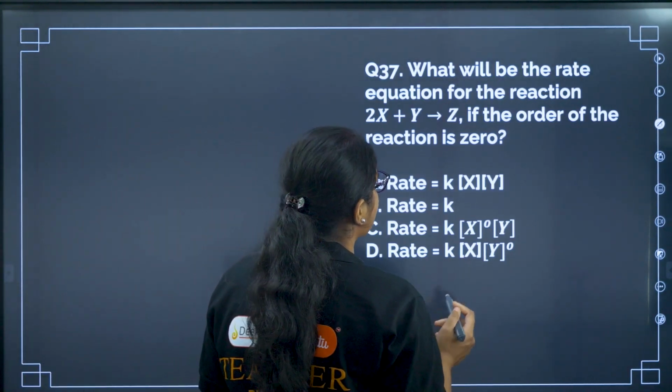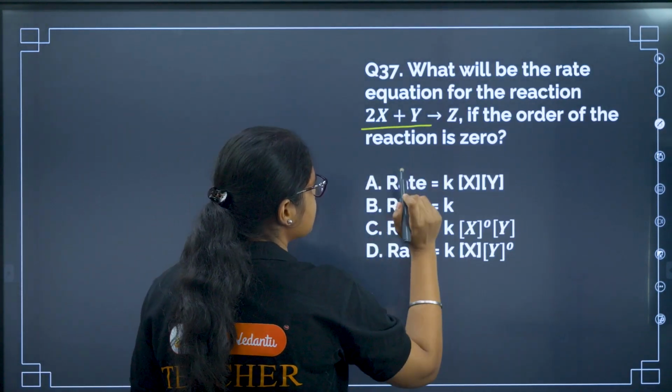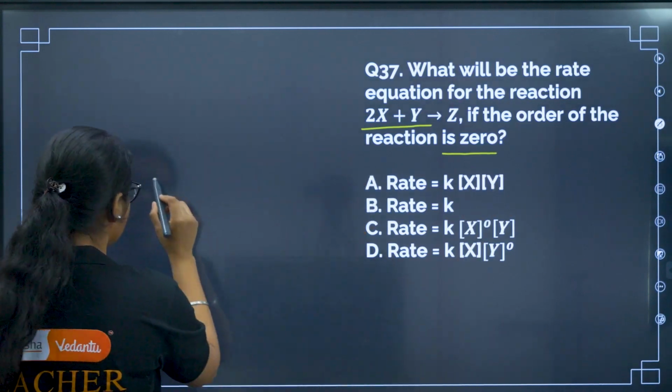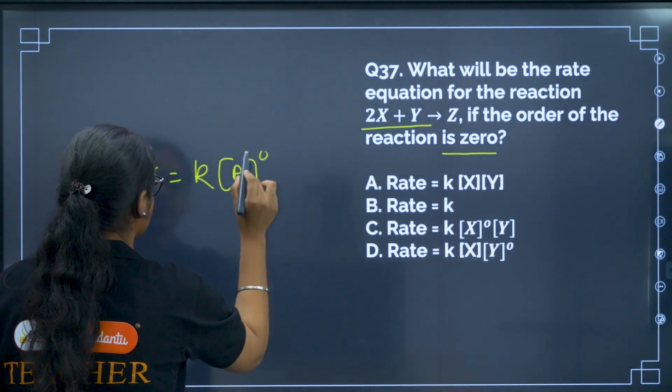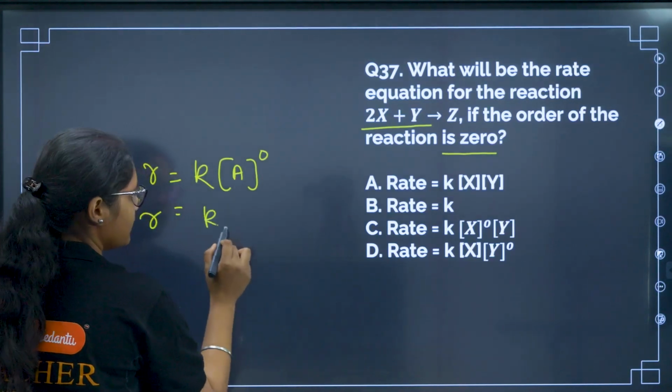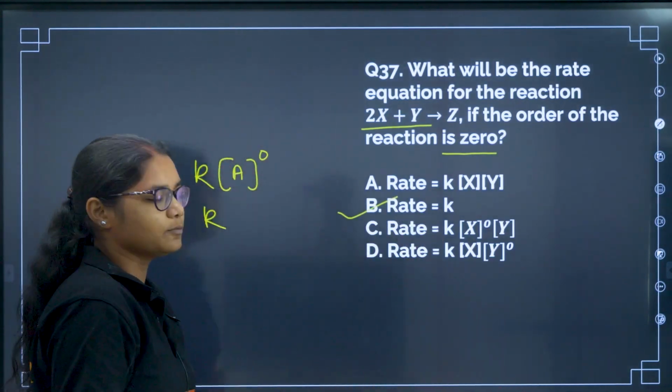Okay, next. What will be the rate equation for the given reaction to have zeroth order? So we know R is equal to k[A] to the power of 0. So that is R is equal to k. So the correct answer for this one is option B.